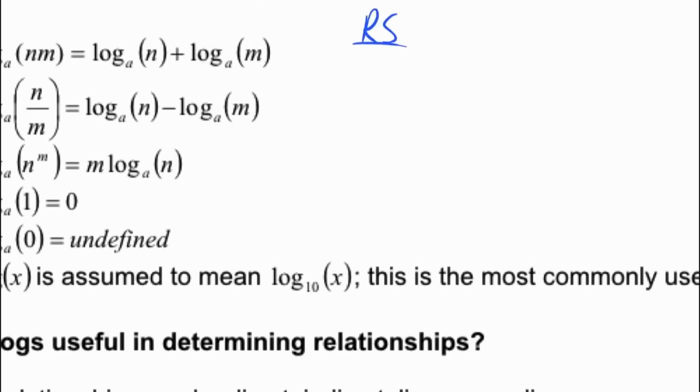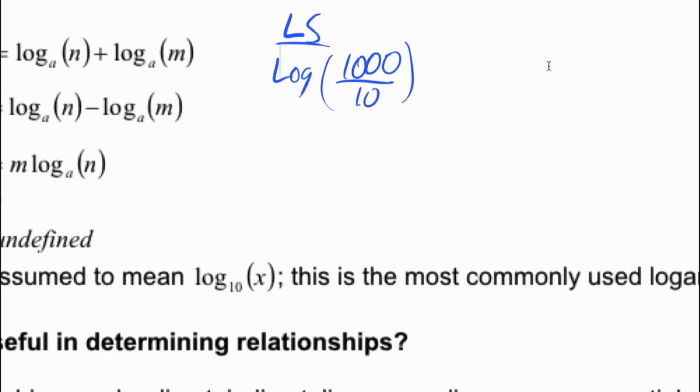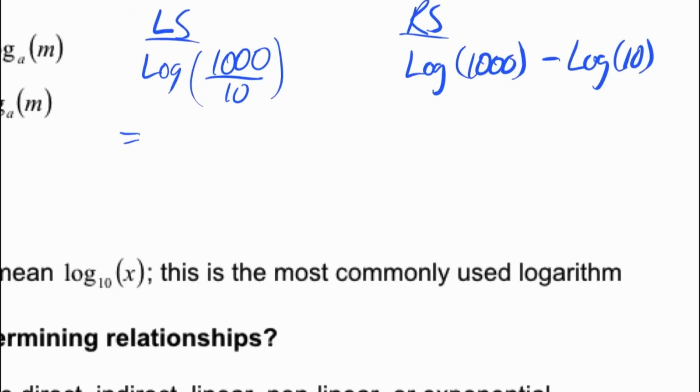So on the right side, let's say we have log of 1,000 divided by 10. And apparently, I can't tell the difference between my left and right. How about left side? There we go. The right side should be log of the numerator, which is 1,000, minus log of the denominator, 10. All right, well, let's simplify the left-hand side. So that's going to be log of 100, I should say.